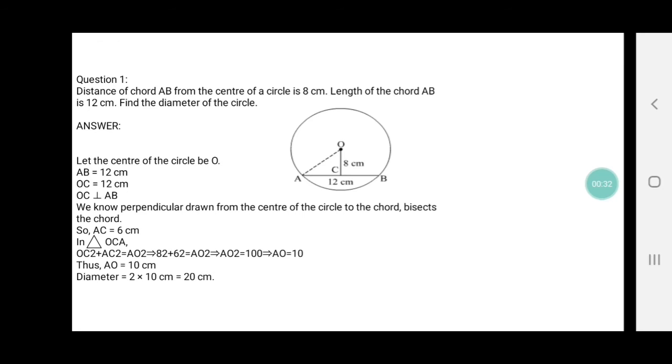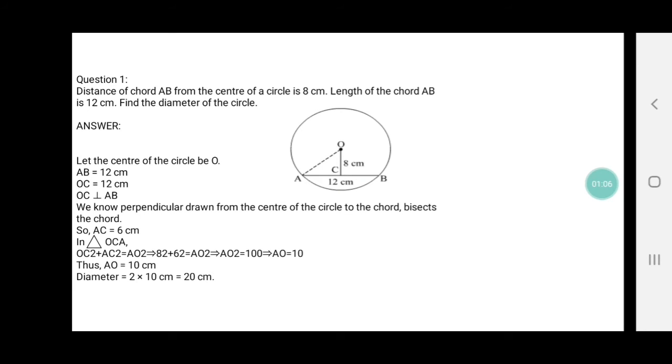Okay, and OC is perpendicular to AB. Now we know that the perpendicular drawn from the center to the chord bisects this chord. So the length of AC will be equal to 6. So in triangle OCA, OC square plus AC square is equal to AO square. So 8 square plus 6 square is equal to AO square.